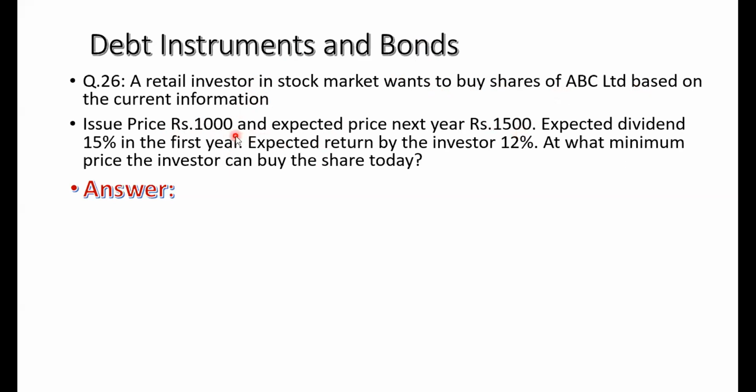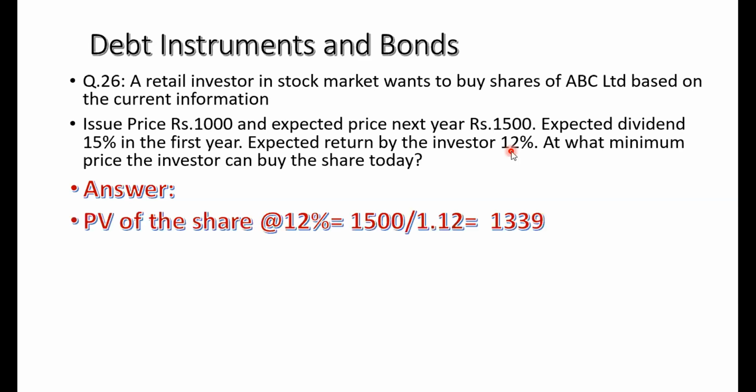Today I am buying the share at 1,000. Within a year, I will get 1,500. Expected dividend also, plus. Expected dividend 15% in the first year. You see, two expectations they are giving. Expected dividend 15%. Expected return by the investor 12%. At what minimum price can the investor buy the share today, based on these assumptions, if the assumptions are correct? This is the question, an intelligent question.